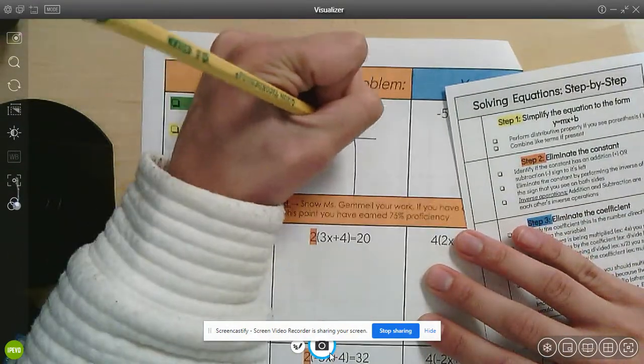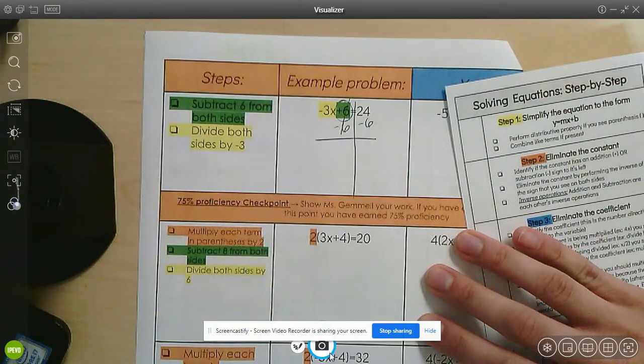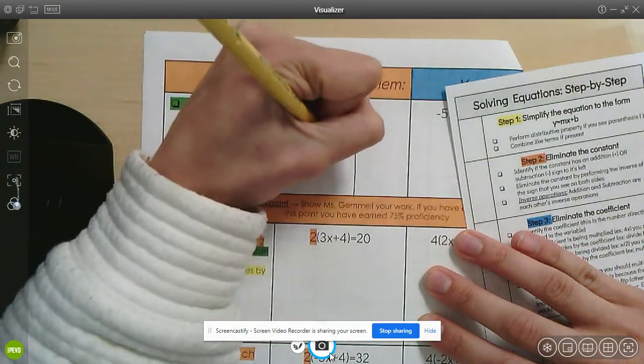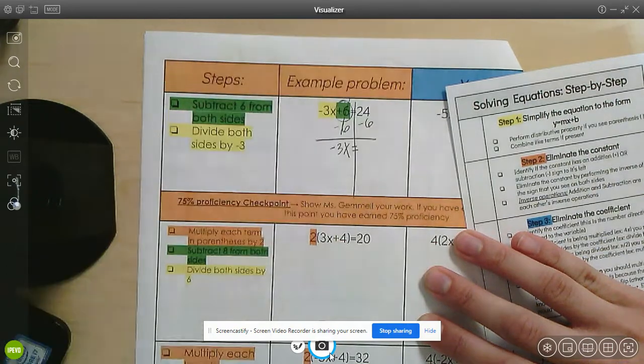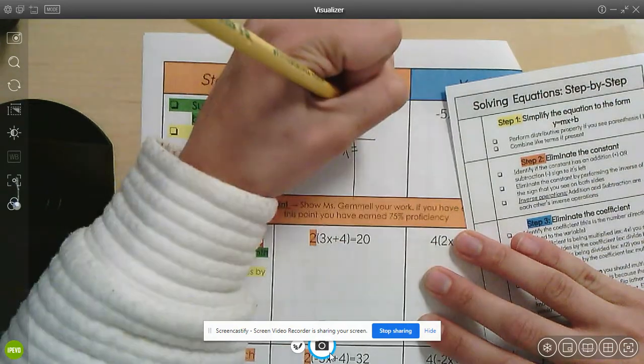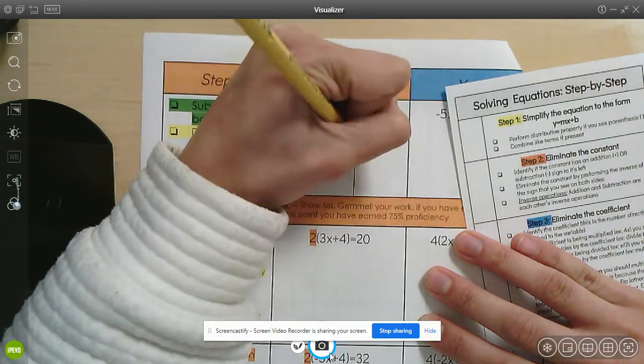So 6 minus 6 is 0. That is gone. On the left side, I have negative 3x. Make sure you put the equal sign in the middle. 24 minus 6 is 18.